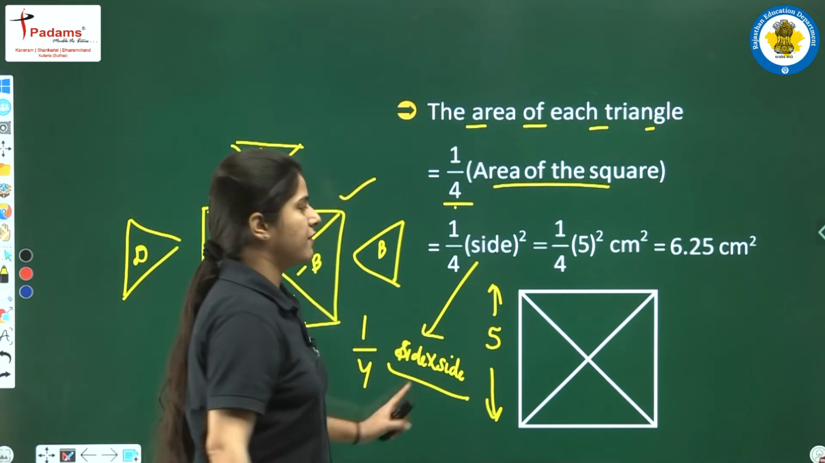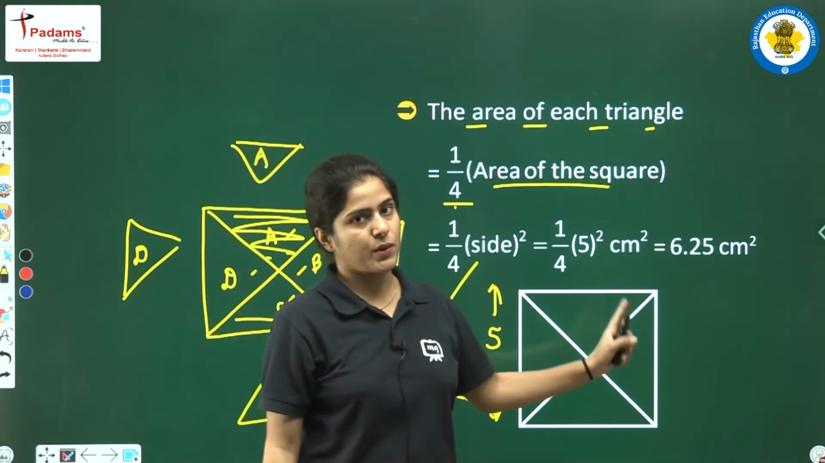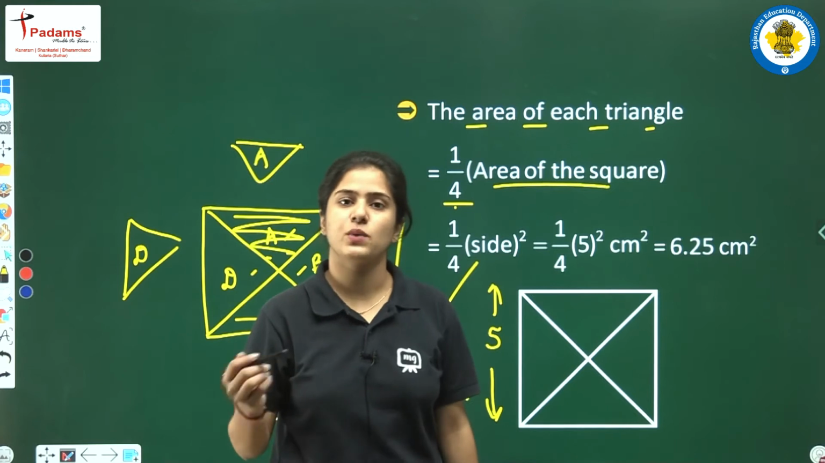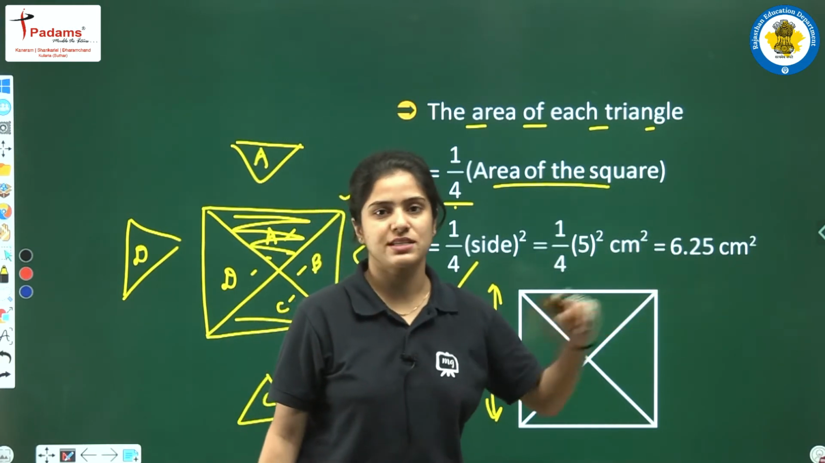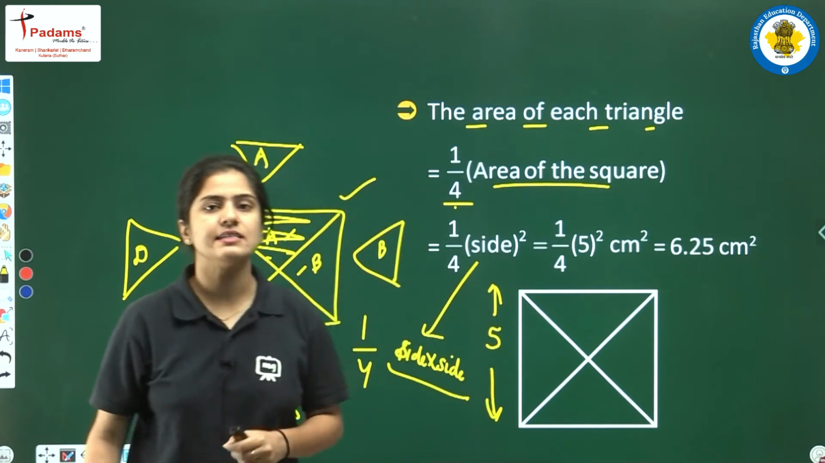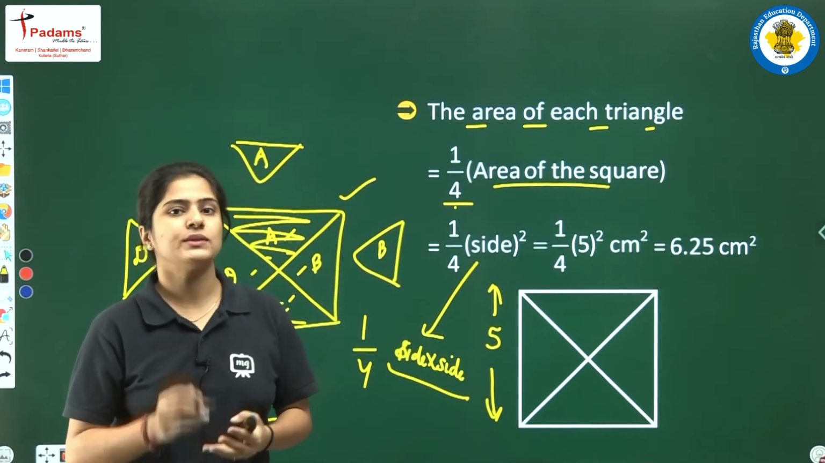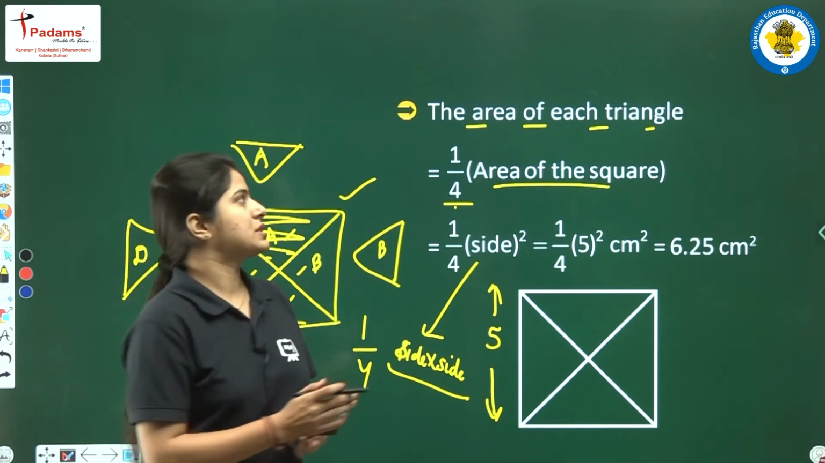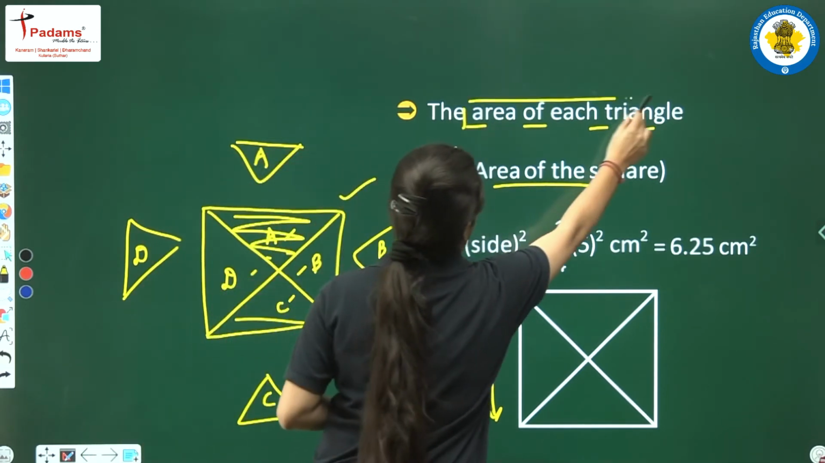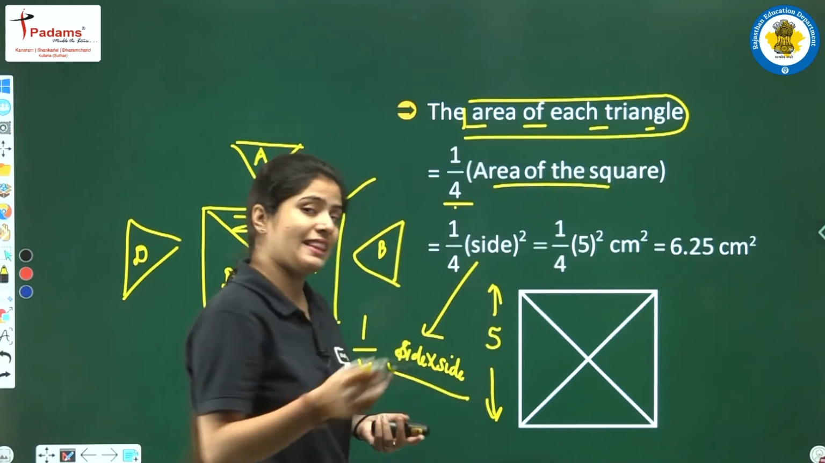Right students? If one side is equal to 5, then 5 square means 5 into 5, that means 25. 25 upon 4 is equal to 6.25 centimeter square. Why centimeter square, students? Because we all know that square is the unit of the area. Okay, so this is the area of each triangle if we are considering the triangle in the case of the square.